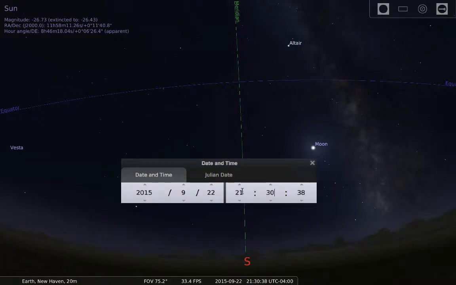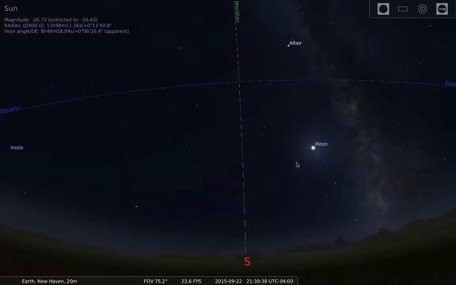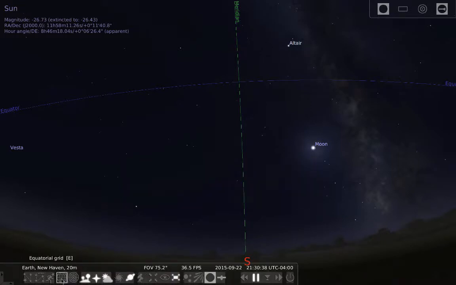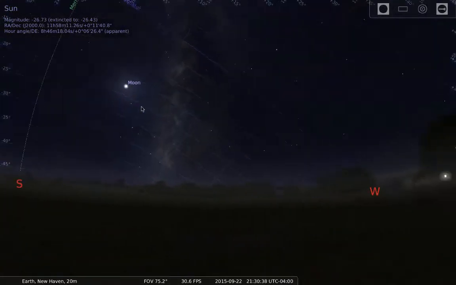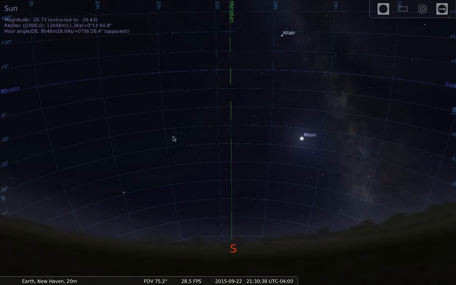Local time. So it's actually Eastern Daylight Time. And let's see what right ascension lines are up here now. And actually, if I go to the equatorial grid, I can turn on a grid of right ascension and declination lines so you can see what they look like around the sky.